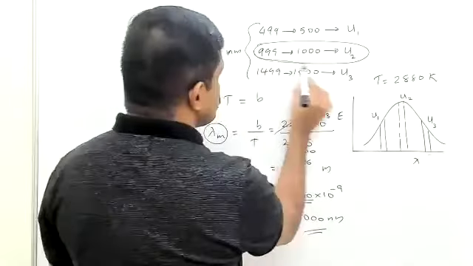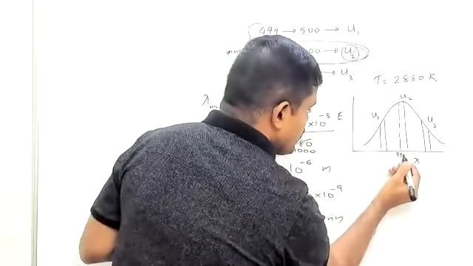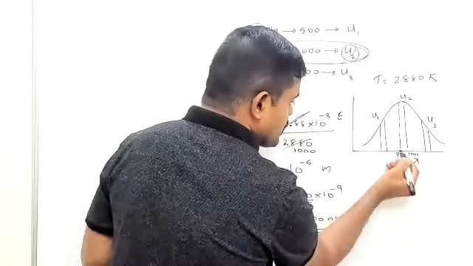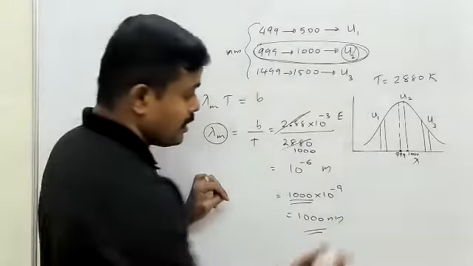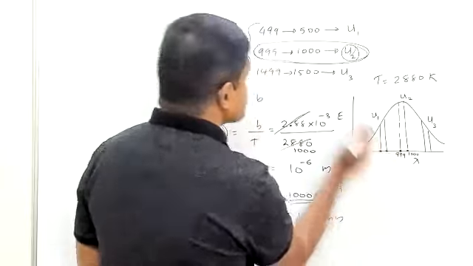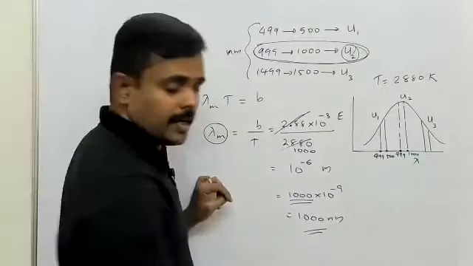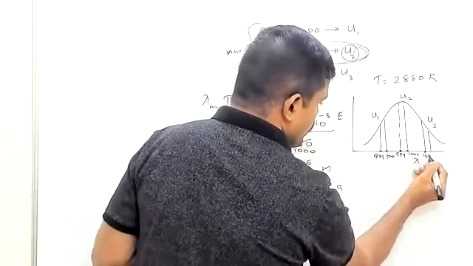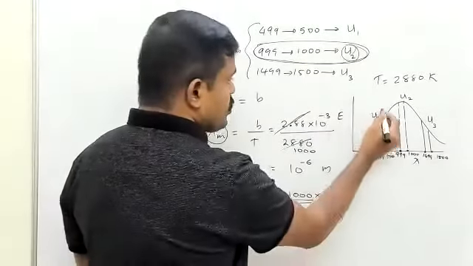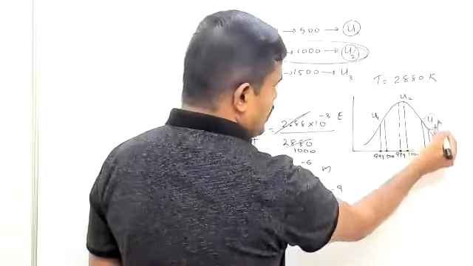In this range, maximum. So that must be U2. This is 999. This is 1000. Look at the wavelength. And in that range, maximum falls. And this must be the first one, 499, and this must be 500. And this is 1499, and this is 1500. In the first range, you have energy U1. In the third range, you have energy U3.